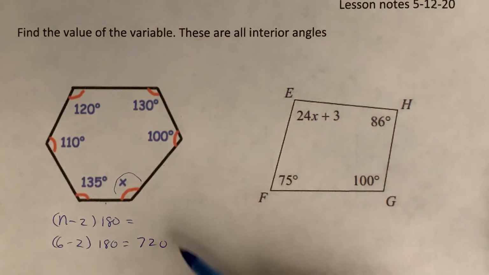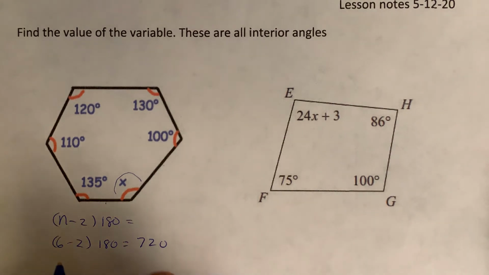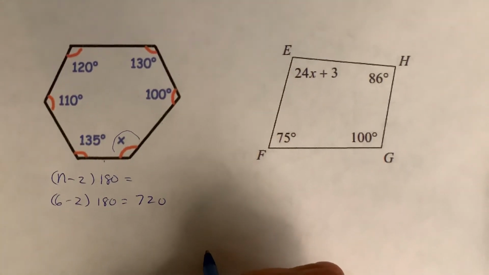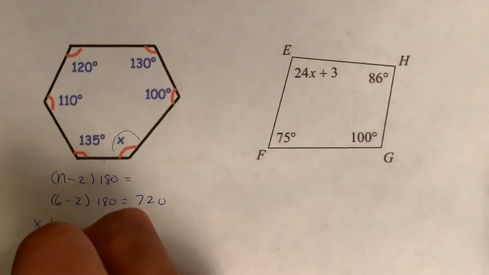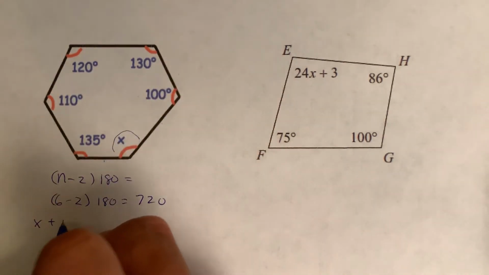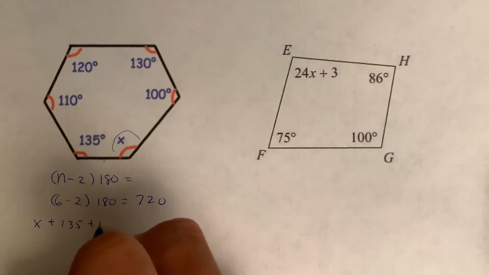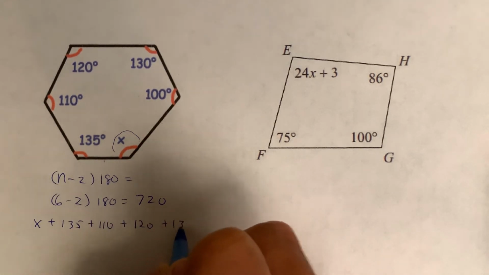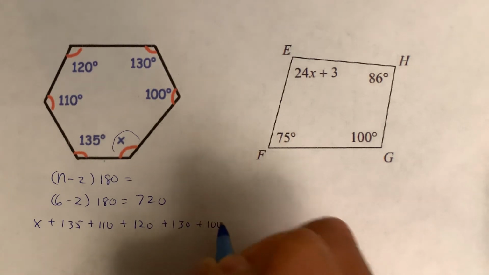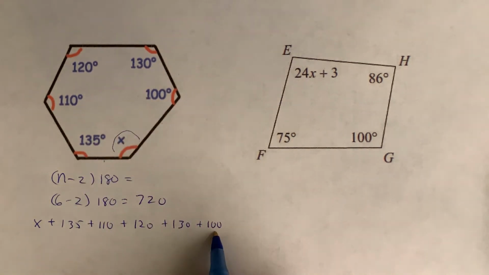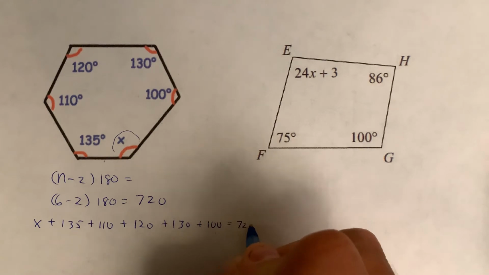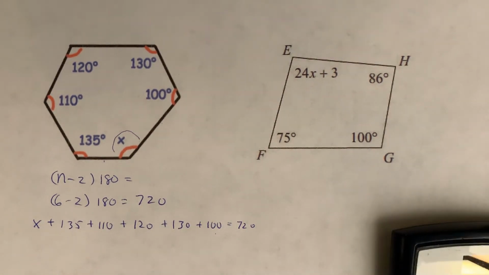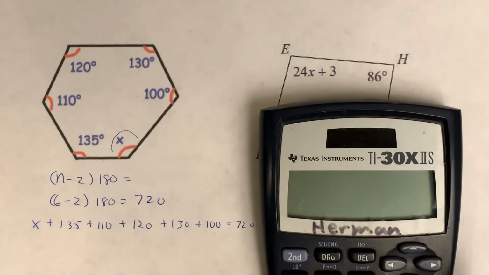Well, I just want to find this one here. So all I've got to do is take all these and add them all together. So I would make an equation, me typically with the equations, right? So I'd say x plus 135 plus 110 plus 120 and so on, plus 130 plus 100 equals 720. And then I add those all together. So let's take them and add them up.